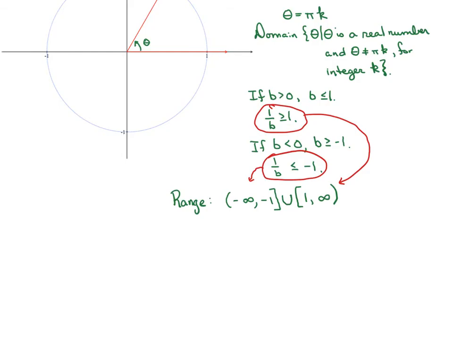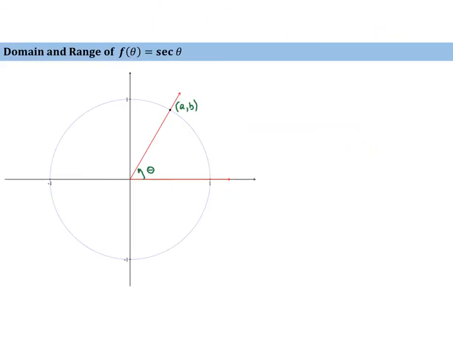Now let's look at secant of theta. For the secant of theta, we'll want to remember that secant of theta is r over a. But again, r is 1 in the unit circle. So we have secant of theta is 1 over a. Now again, we have the problem for this if a is equal to 0.